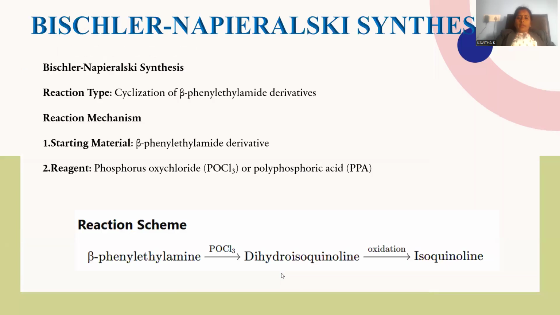This is the way Bischler-Napieralski is the most important synthesis for isoquinoline, where phenylethylamine is treated with phosphorus oxychloride, so the dihydroisoquinoline will be generated. That mechanism we've gone through, and further oxidation is required in order to accomplish isoquinoline as the final product.